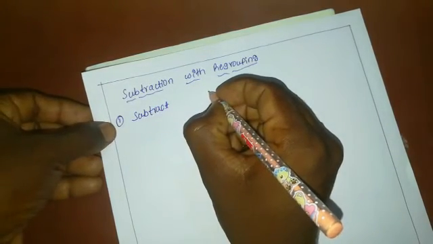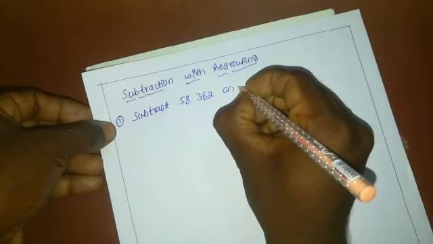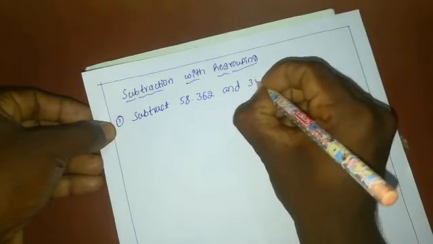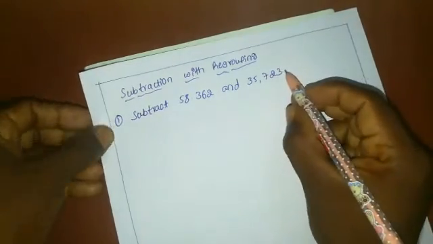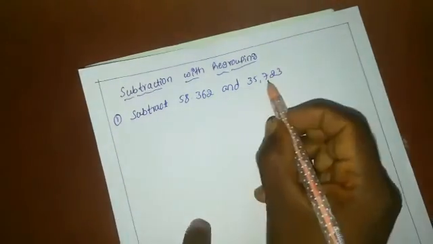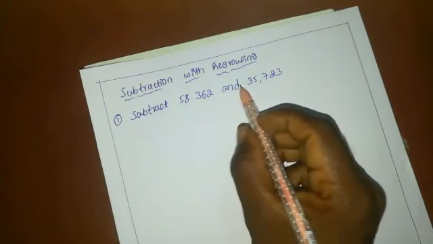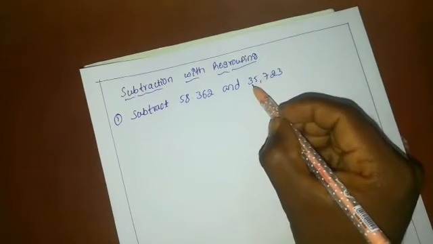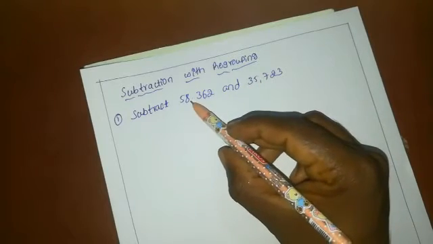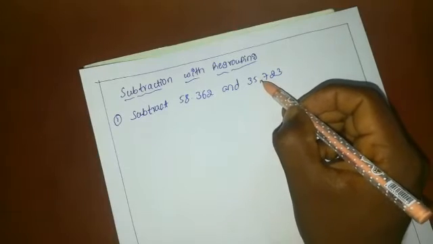We have to subtract 35,723 from 58,362. Here we have two numbers, 58,000 and 35,000. Among these two numbers, which is the greater and which is the smaller? Here we have 58,000, here we have 35,000. So we know that 58 is greater than 35. So this is the greater number and this is the smaller number.